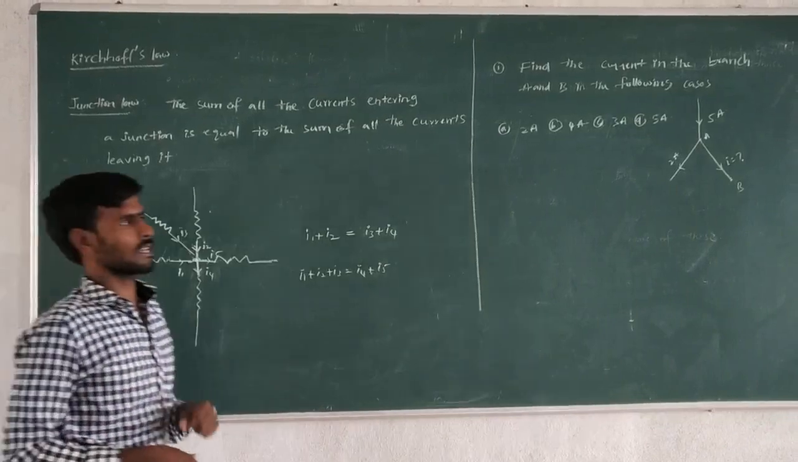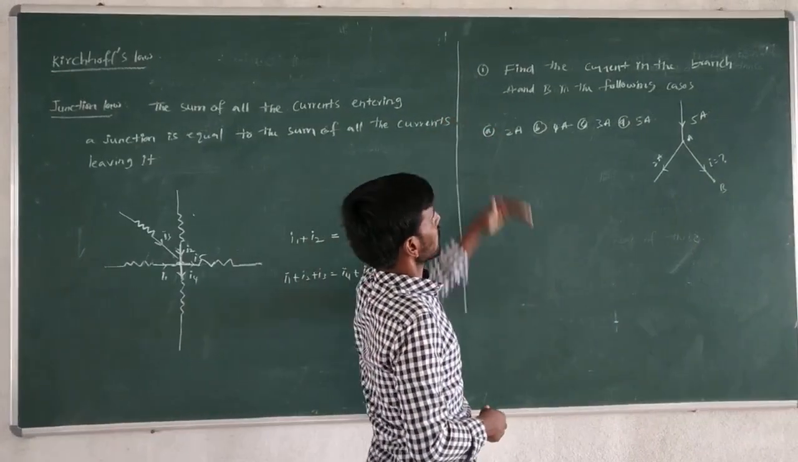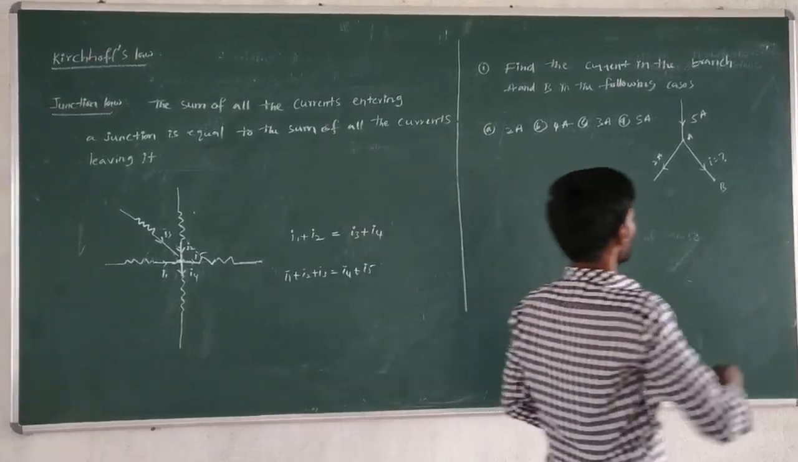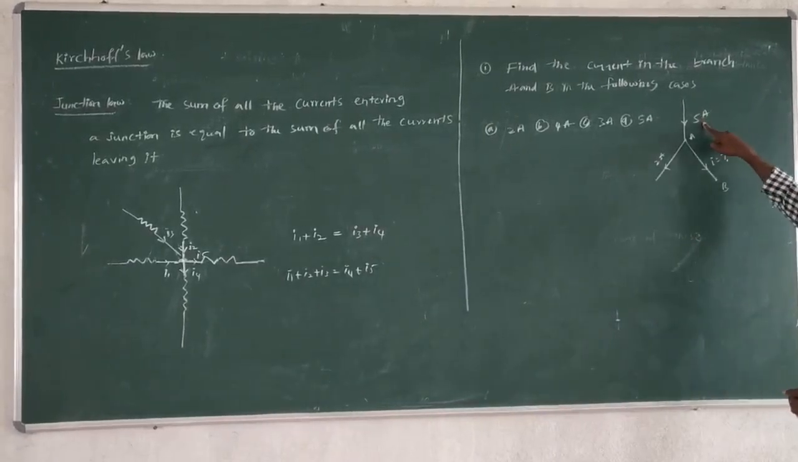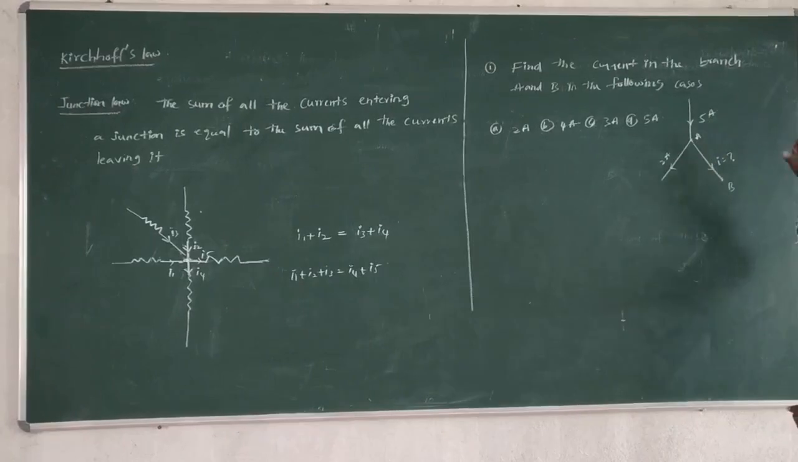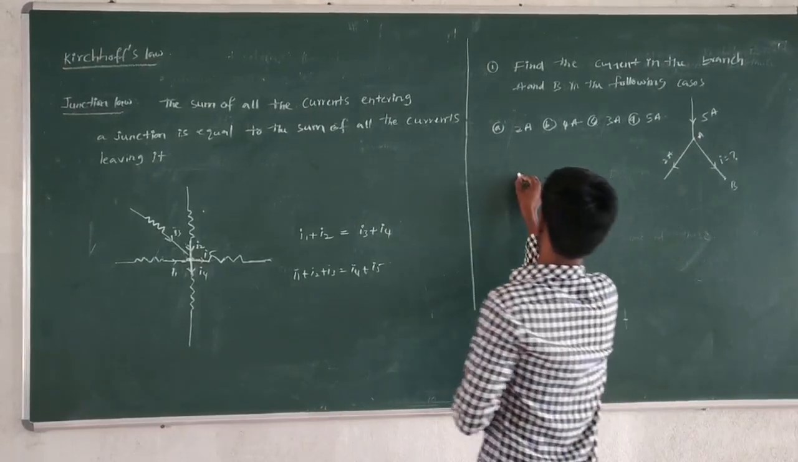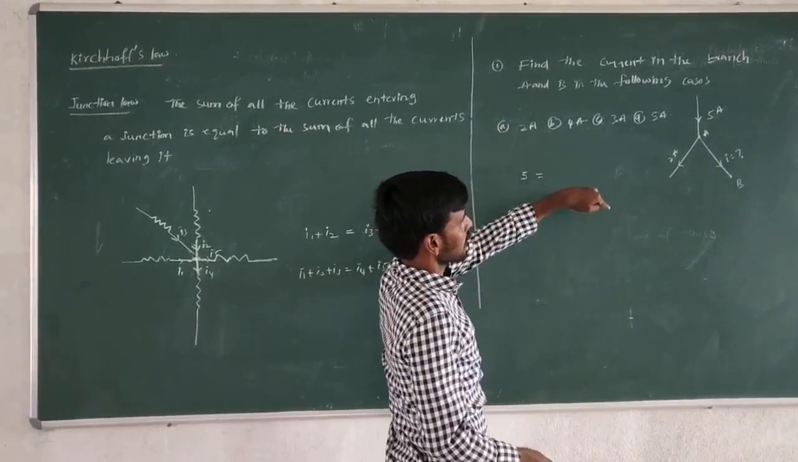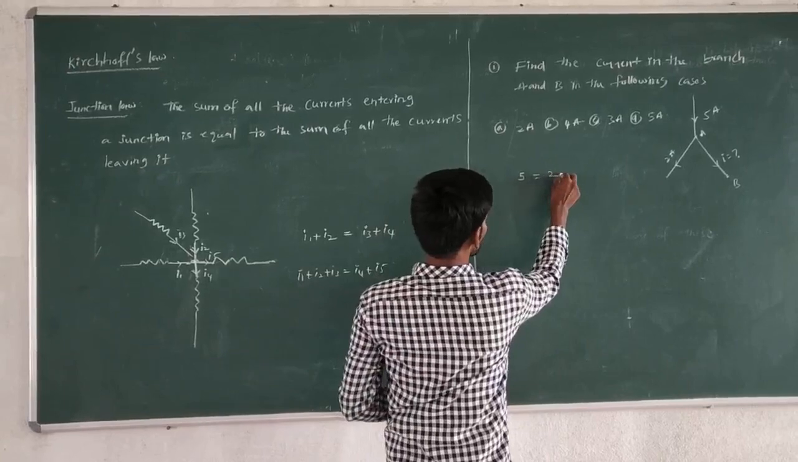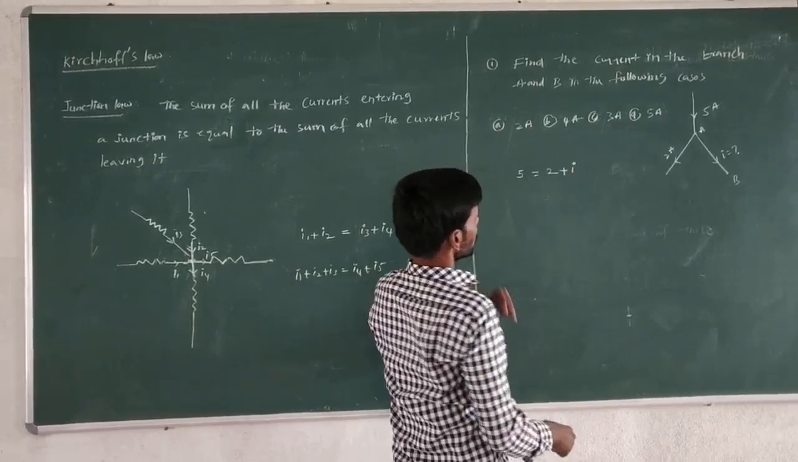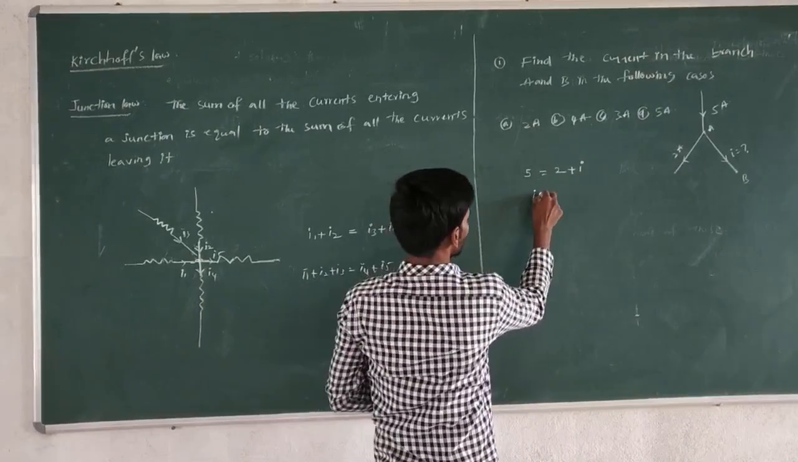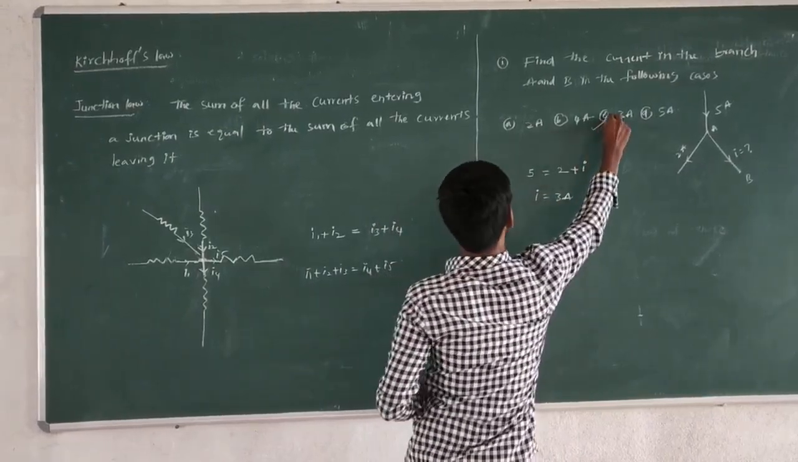So let's take a simple example so you can understand. Find the current in the branch A and B in the following cases. So 5 ampere current is entering a junction. So the question is, find the current in the branch A, B. By using the junction law, 5 amperes current is entering the junction. The sum of currents entering a junction is equal to the sum of exiting currents. So 2 ampere, I represent the exiting currents. So I is equal to 3 ampere. So this is the correct answer.